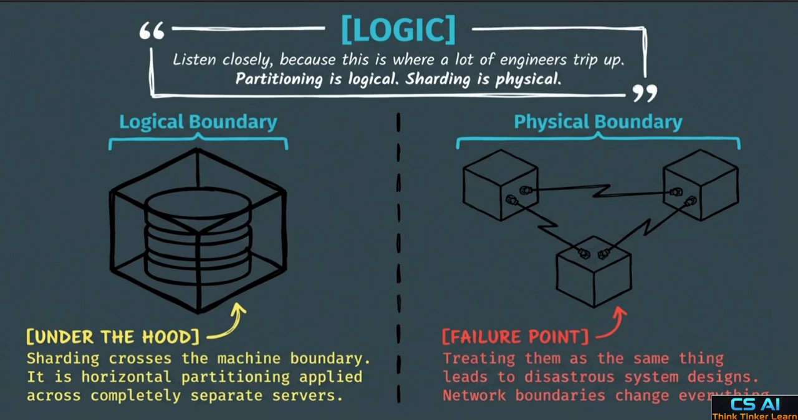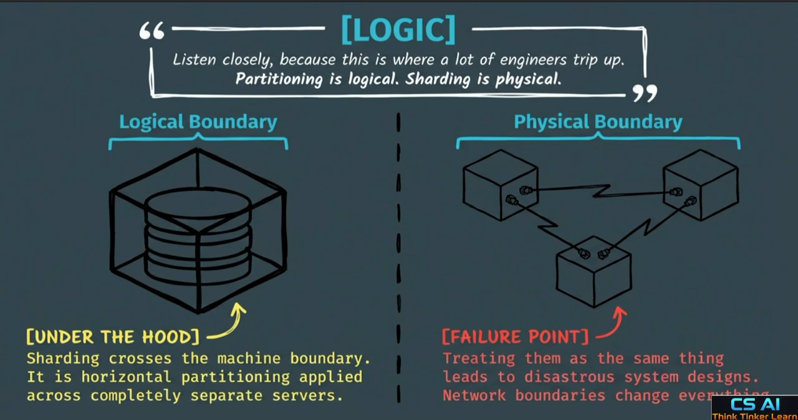This is a crucial logic point. On the left, the logical boundary represents partitioning, which reorganizes data within a single database instance. On the right, the physical boundary represents sharding, which involves physically separating data across multiple independent servers. Under the hood, sharding crosses the machine boundary. It is horizontal partitioning applied across completely separate servers.